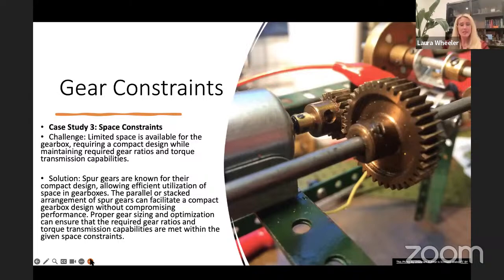Another one was space constraints, and that's a possible challenge or problem that we might have to consider. The solution could be that spur gears are known for their compact design, which allows efficient utilization of space in gearboxes. You can also engineer it so that the parallel or stacked arrangement of spur gears can facilitate a compact gearbox design without compromising any performance.